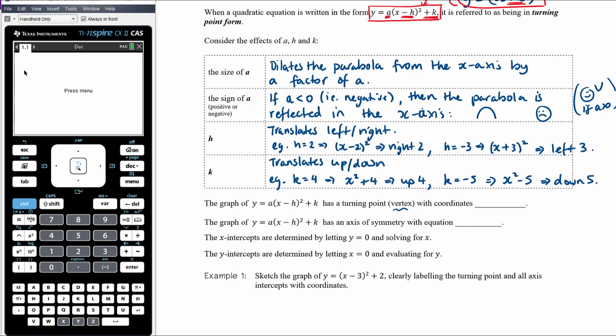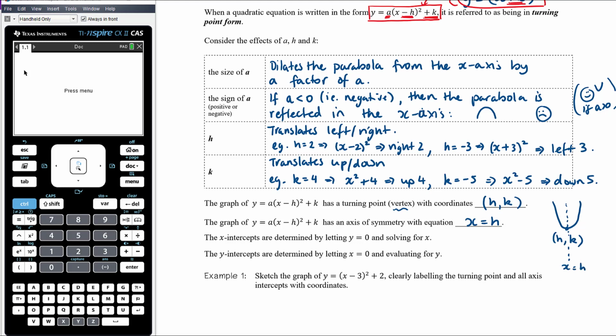So the h and k values give the coordinates of the turning point, or another word for turning point is vertex. So the graph of y equals a times x minus h all squared plus k has a turning point or vertex with coordinates h, k. The graph of y equals a times x minus h all squared plus k has an axis of symmetry, therefore, with an equation x equals h. Okay, so what we have now is a parabola with its turning point at h, k, which means the axis of symmetry, that vertical line, is x equals h.